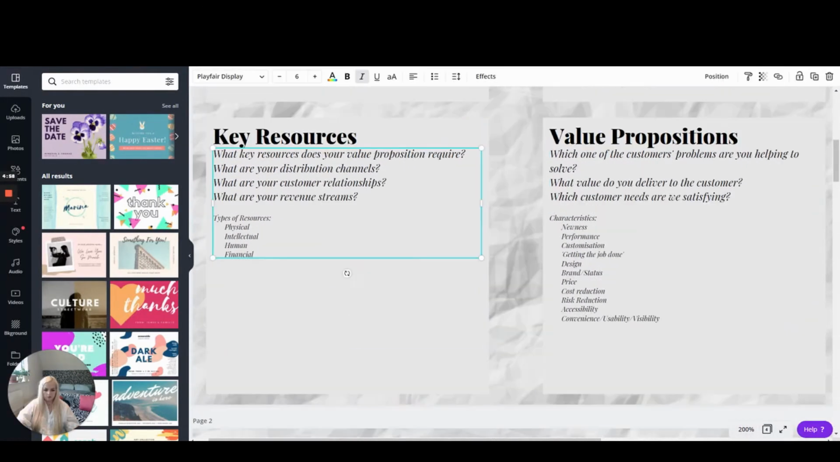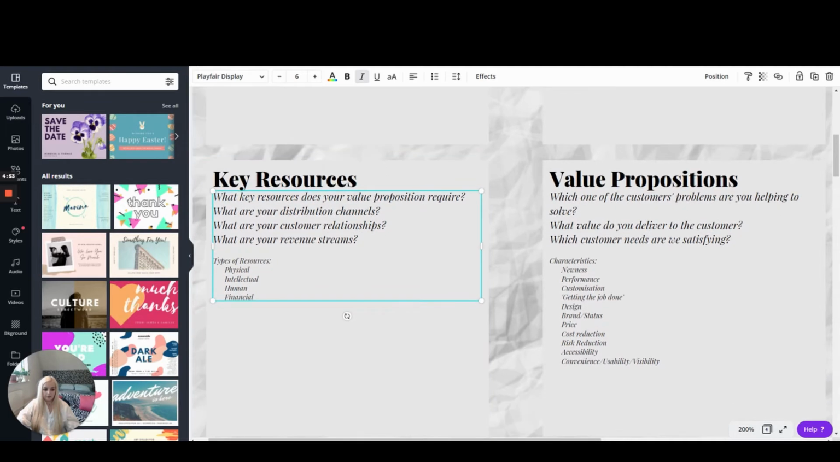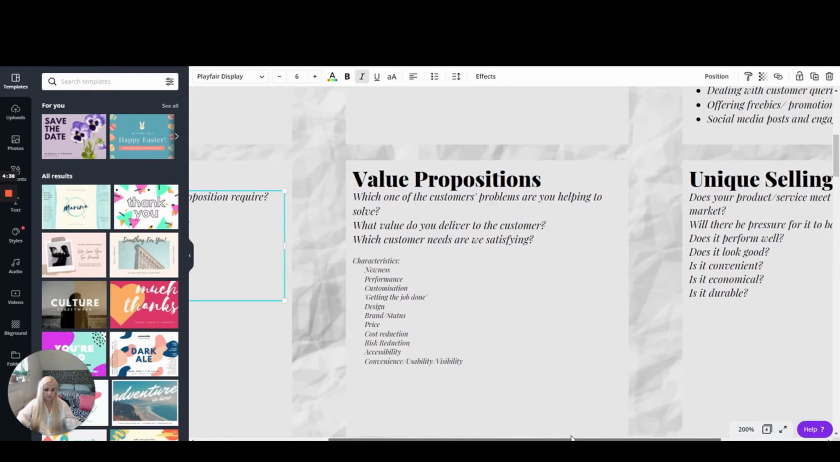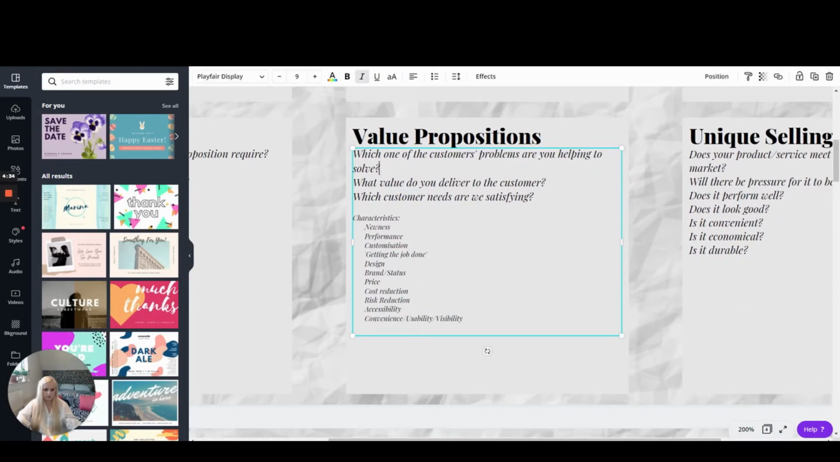Key resources. So what key resources does your value proposition require? Value propositions are what value you can offer to the customer. So perhaps it's actually better to answer that after we've done the value propositions part. Let's do that first. Value propositions. Which one of the customer's problems are you helping to solve?